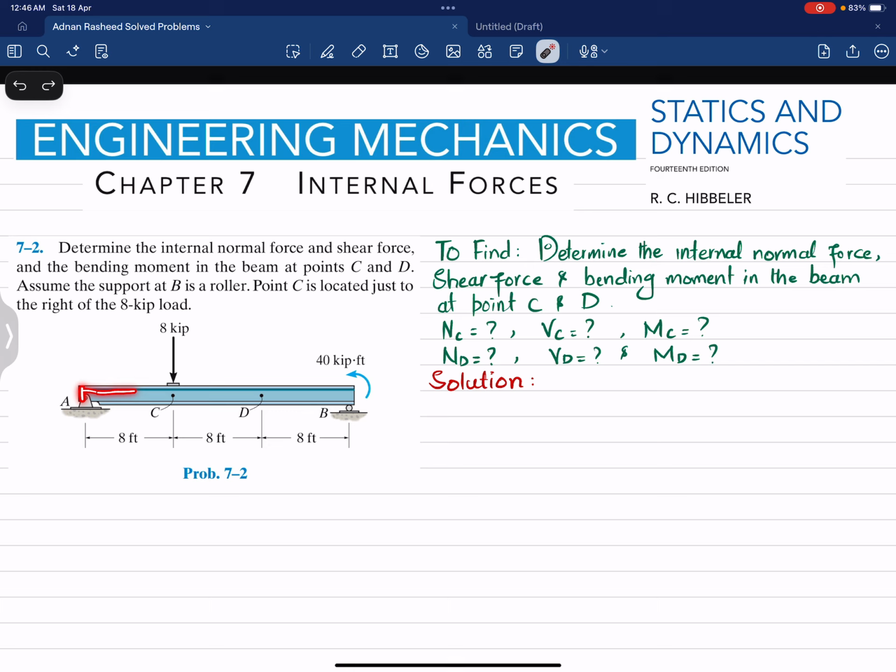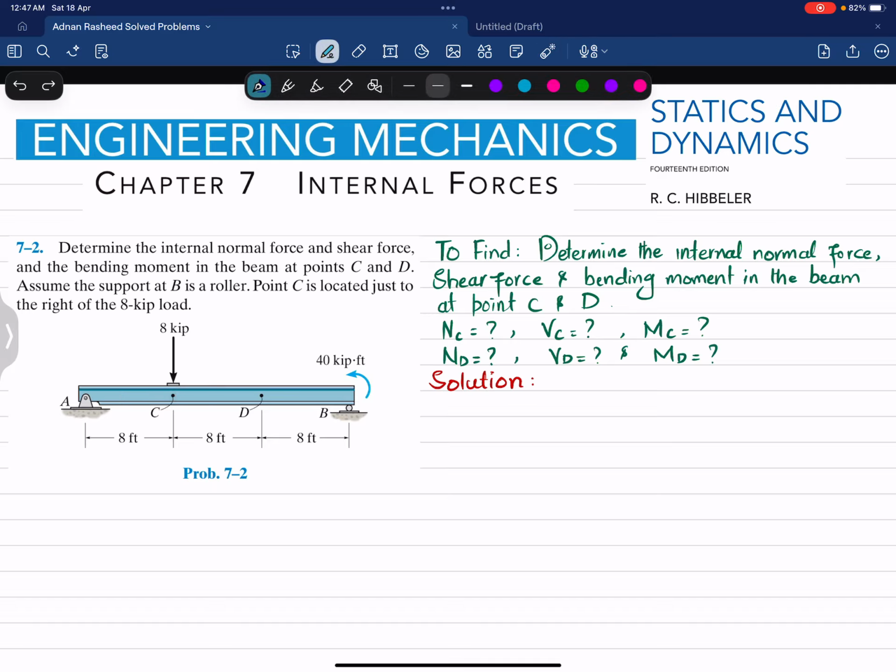So you can see this is a simply supported beam having a point load of 8 kips, and there is a moment which is 40 kip-feet. So you have to determine the internal loadings, which means internal normal force, shear force, and bending moment at points C and D. B is a roller support and point C is located just to the right side of this 8 kips load. So let's start with the solution.